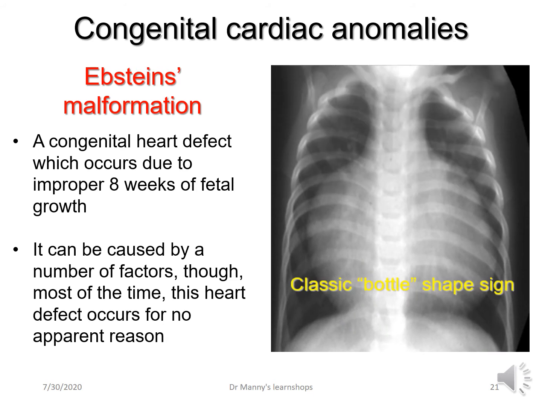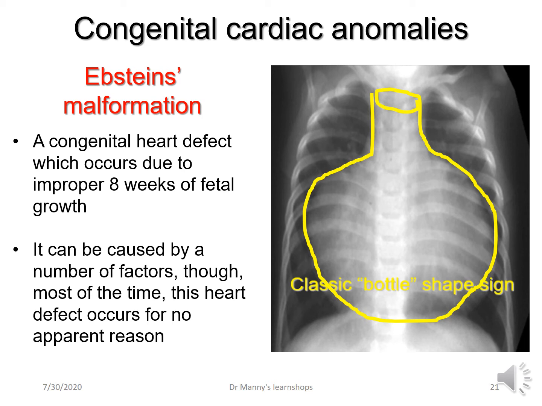In Ebstein's malformation or anomaly, the heart develops a classic bottle-shaped sign, which makes it easy to recognise. However, this will require further investigation, typically in the form of an echocardiogram, maybe an MRI, further investigation.